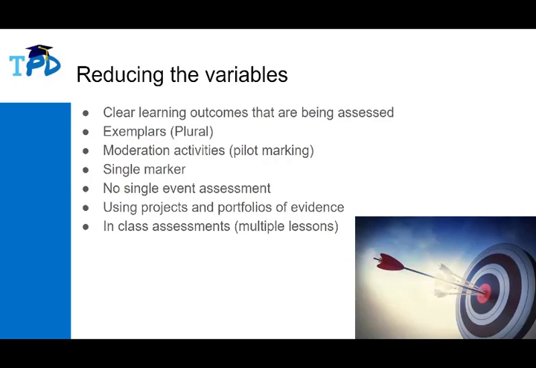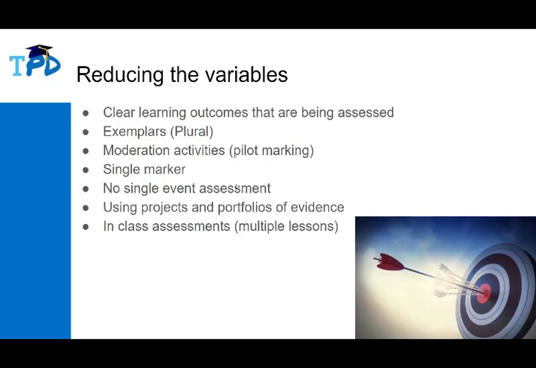Making sure we show them really clear exemplars. I've got it plural here, exemplars. If you show them one, they're more likely to copy it. But if you show them two or three different ways that they can actually achieve success, that will help them to pull the bits out of the exemplars that they need, to know what is required to achieve that learning outcome, to make sure they're getting to the top of that marking criteria or the success criteria that you've created.